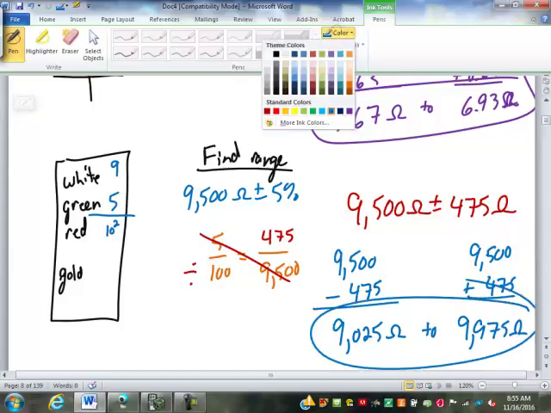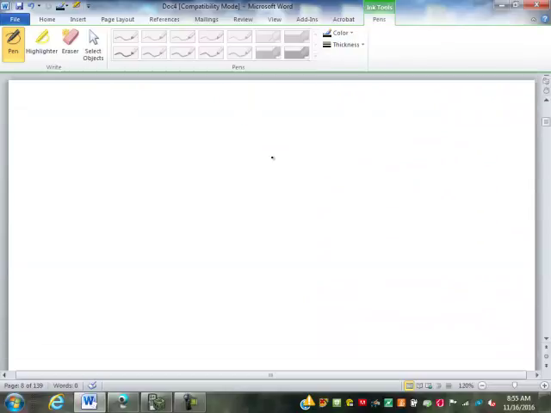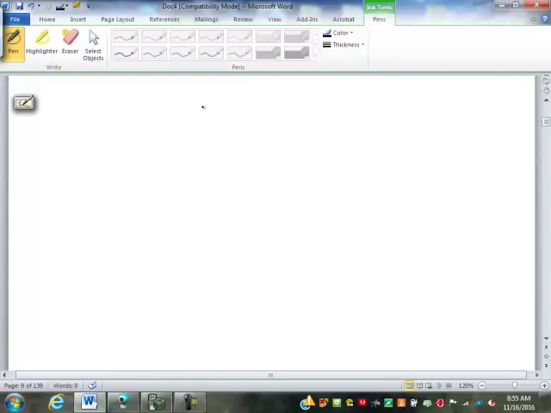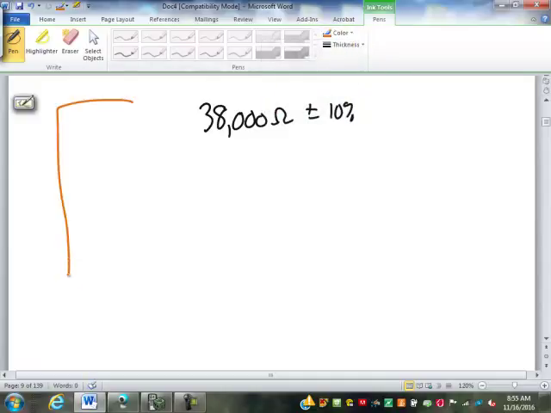Cool. Any questions on those? We'll start working backwards. What if I give you that a resistor is 38,000 ohms plus or minus 10%. Well, when we go to code it, it's got to be a 3, an 8, and then the third digit is the number of zeros. There are 3 zeros. 3, and then we'll do the tolerance band later.